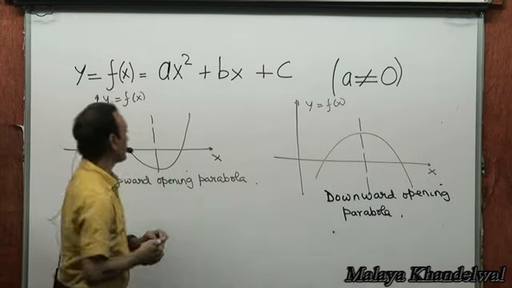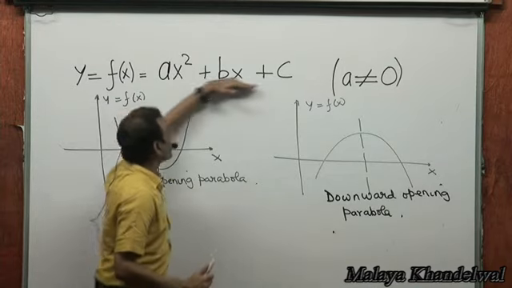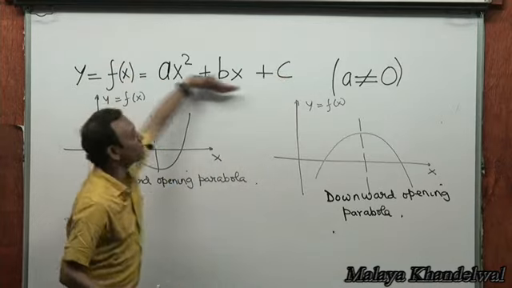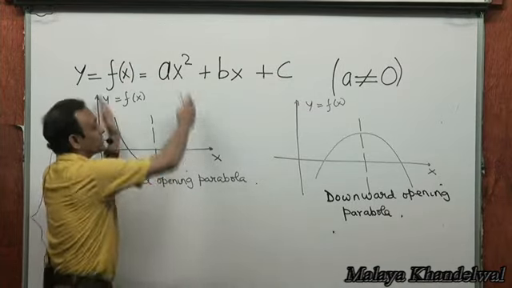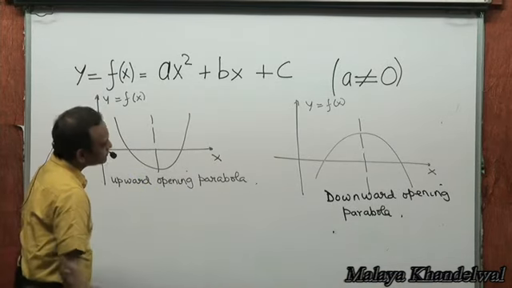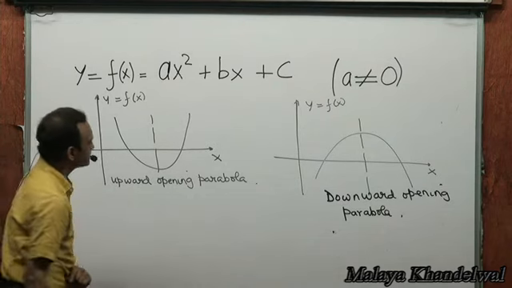This is a downward opening parabola. I then want to figure out, by looking at this expression, whether when I plot y equal to f(x) versus x here, I'm going to get an upward opening parabola or a downward opening parabola. Now, the way to determine that is not difficult.